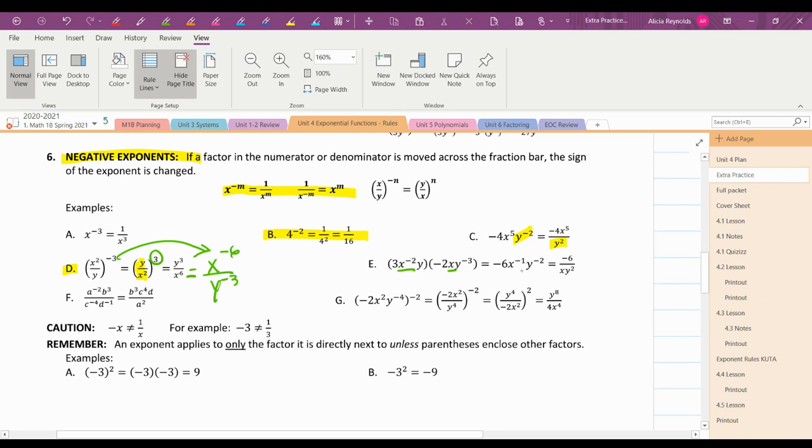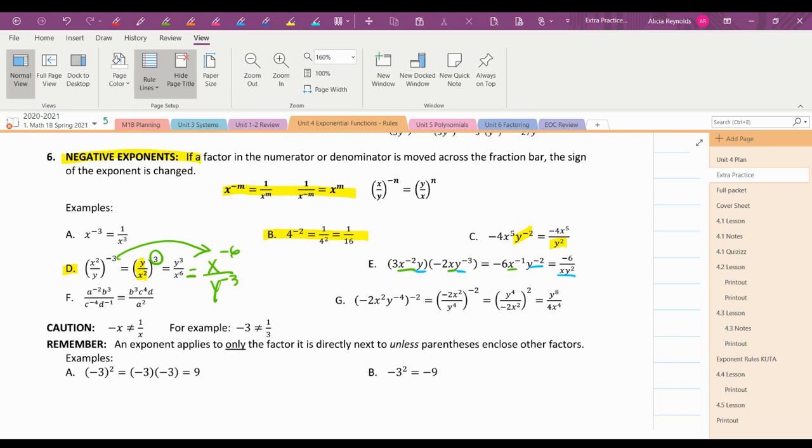So here when we multiply, we add exponents. So I have -2 and +1 gives me -1. I have +1 and -3 gives me -2. And then both x and y move to the denominator so that we can have positive exponents.